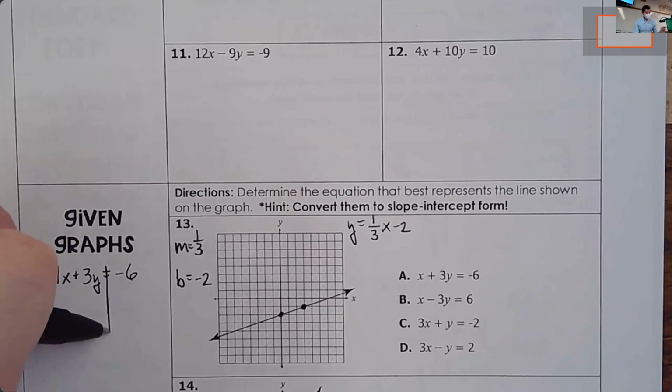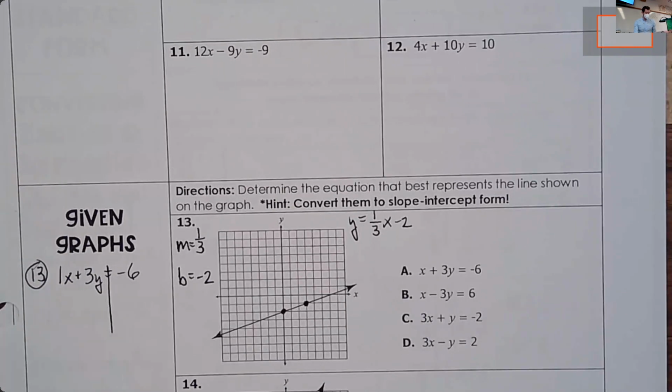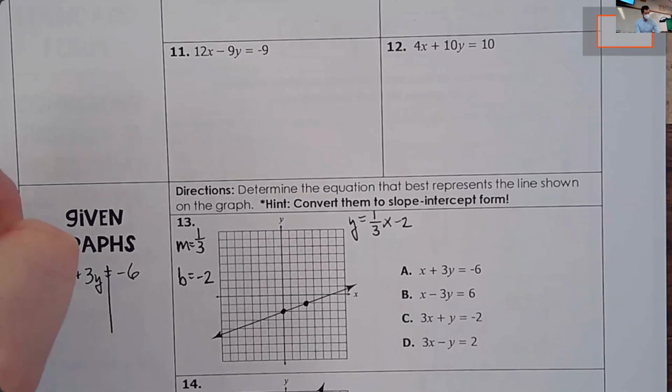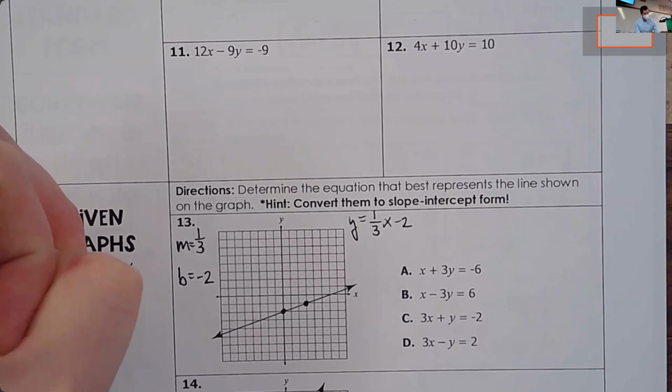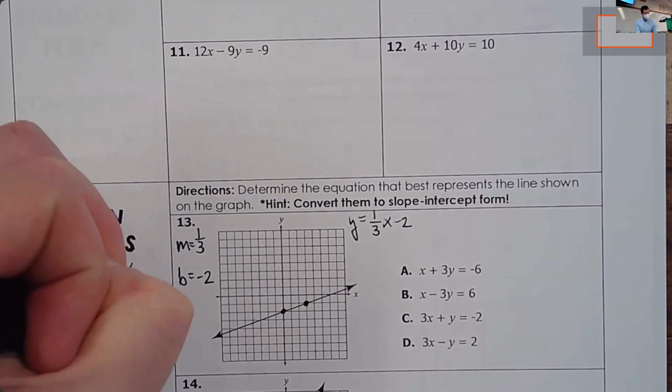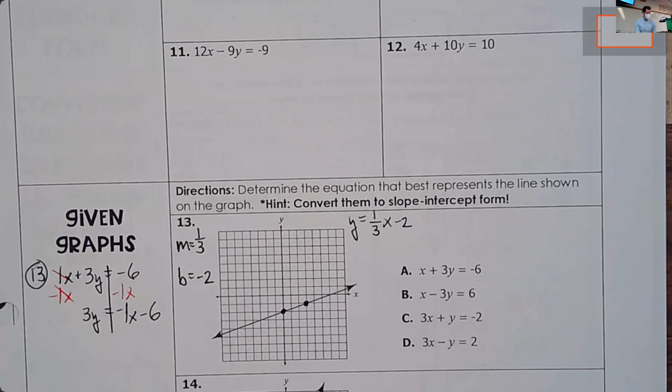Even though it'll be kind of annoying, we might run out of room just in general because we got 3 more to do. We might just do 2 of them. So we'll subtract 1x from both sides, so -1x minus 1x. Bring this down, that gives us 3y equals -1x minus 6. Okay, already I know that this is not the right answer.